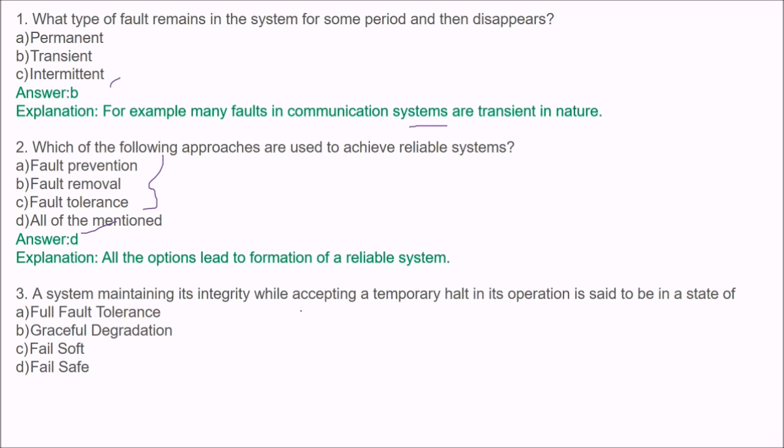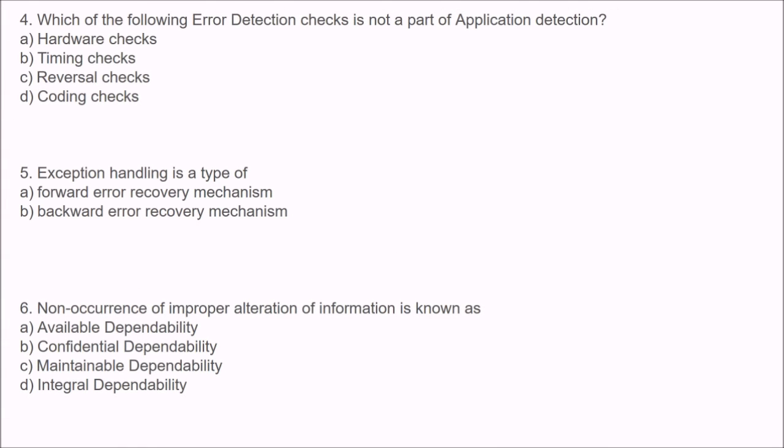Now the next is, a system maintaining its integrity while accepting a temporary halt in its operation is said to be in a state of what? What is that? The answer is D. Fail-safe. A system maintaining its integrity by accepting a temporary halt in operation is said to be in the state of fail-safe.